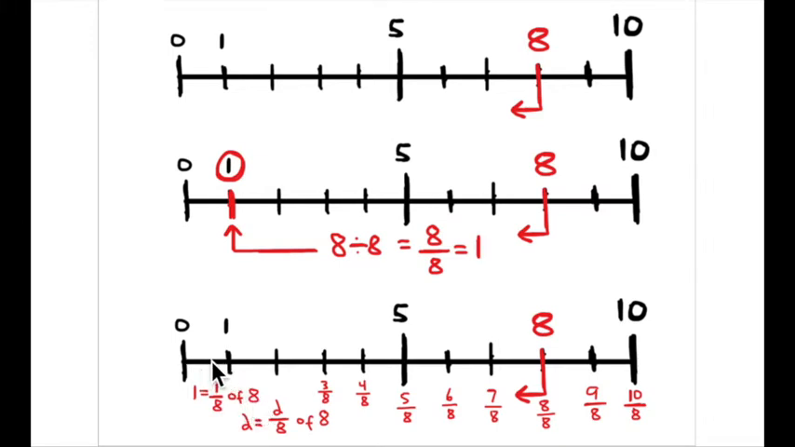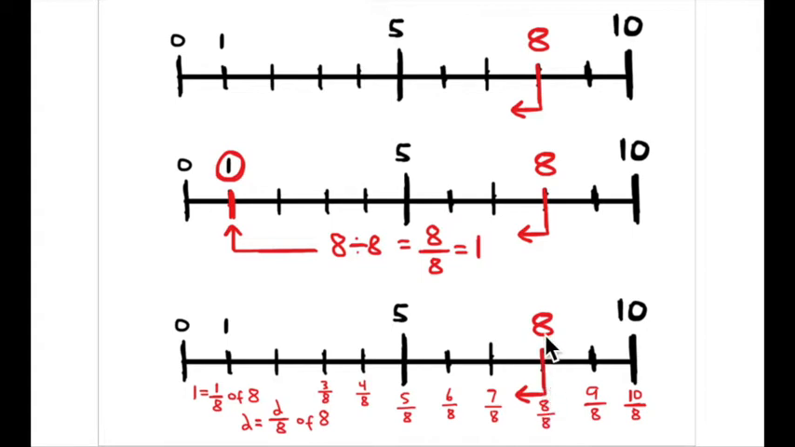You need 8 of these pieces, 1, 2, 3, 4, 5, 6, 7, 8, to get out to 8. 2 is equal to 2/8 of 8. This is 1/8. This is 2/8 of 8, which is equal to this 2. 3 is 3/8 of 8. 4 is 4/8 of 8. 5 is 5/8 of 8. 6 is 6/8 of 8. 7 is 7/8 of 8. 8 is 8/8 of 8. It's the whole thing. Now this is why I want to do this.